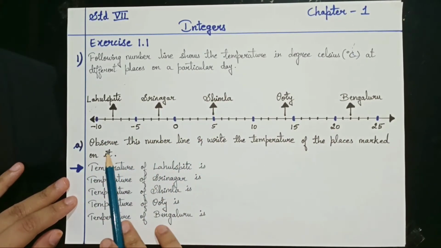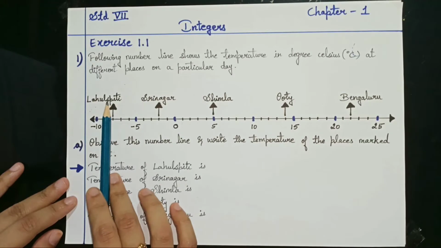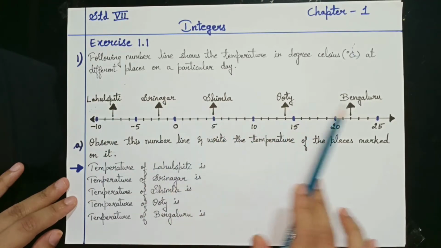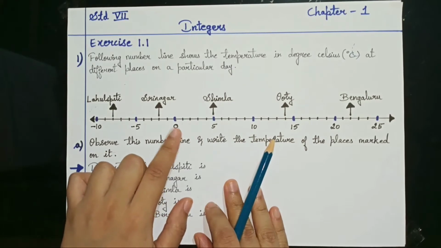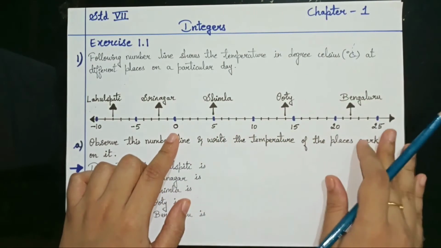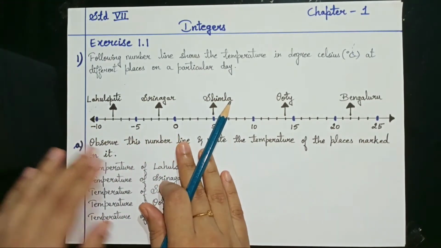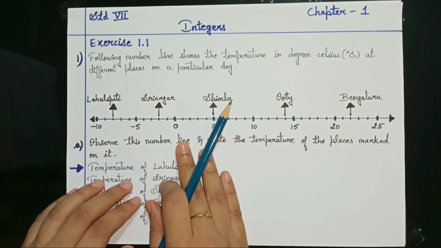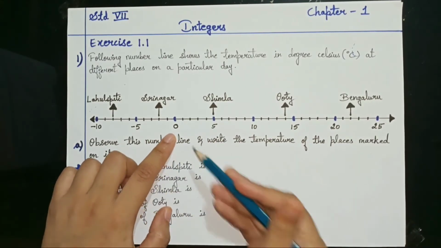In question number 8 they are telling, observe this number line and write the temperature of the places marked on it. We have to write the temperature of these places which are marked. First, let me tell you, on the number line we have to start from 0. The right side of the number line will have all the positive integers, and the left side will have all the negative integers. Since they have not completed this number line, let me complete it first.